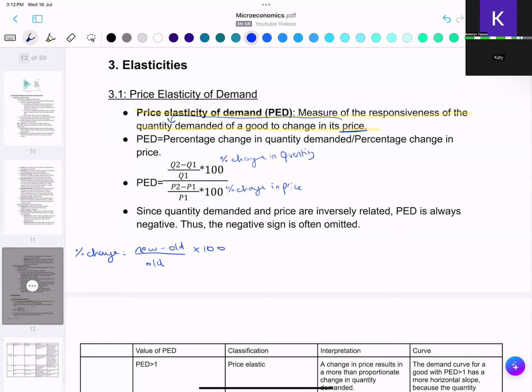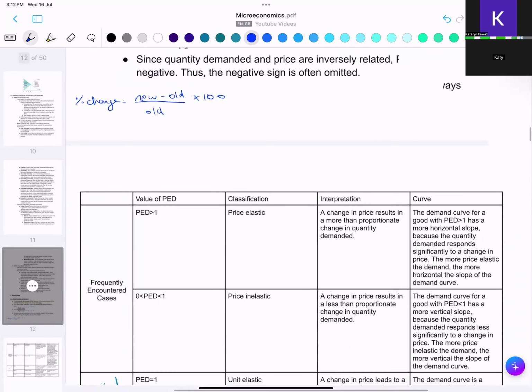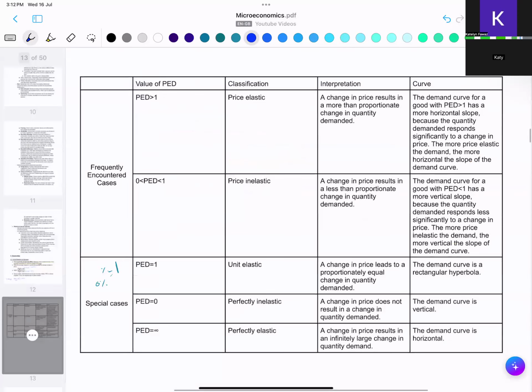Since quantity demanded and price are inversely related, when one increases the other decreases. So PED is always negative. Thus a negative sign is often omitted so they don't really show it. Now we're going to be discussing in detail what every single value of PED means.